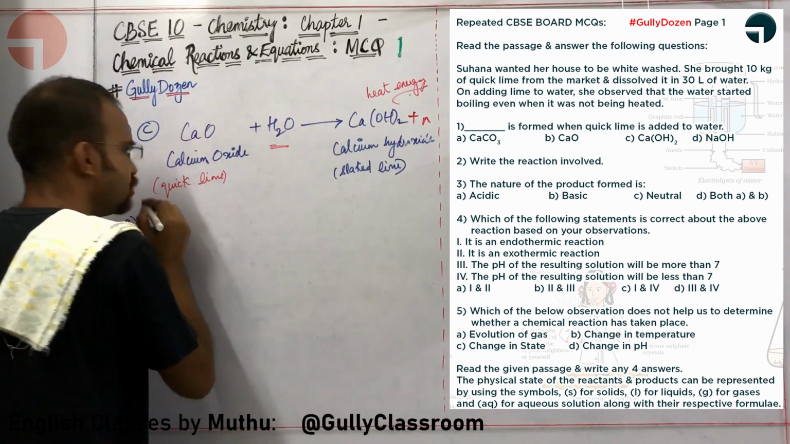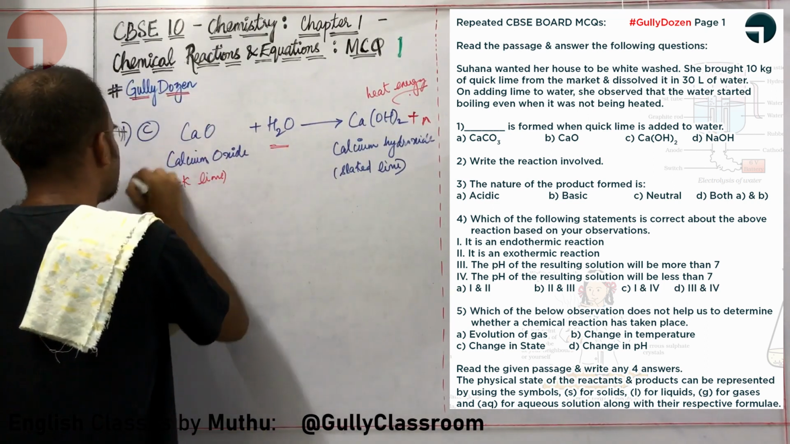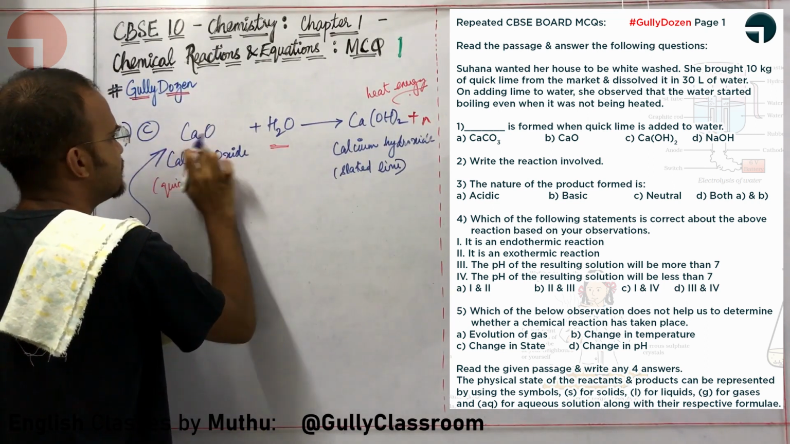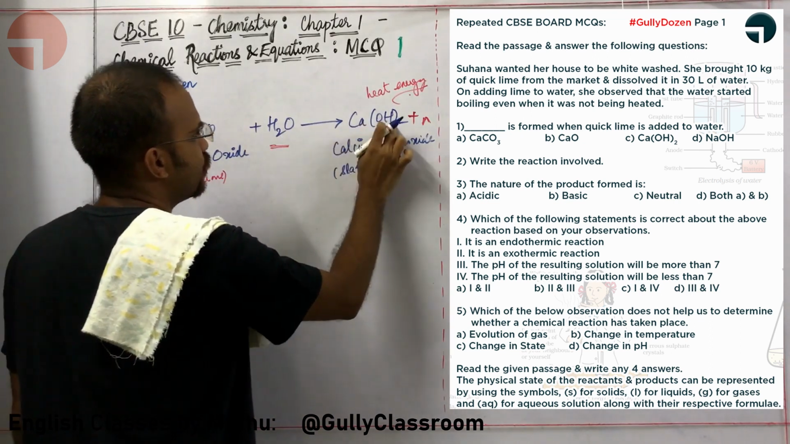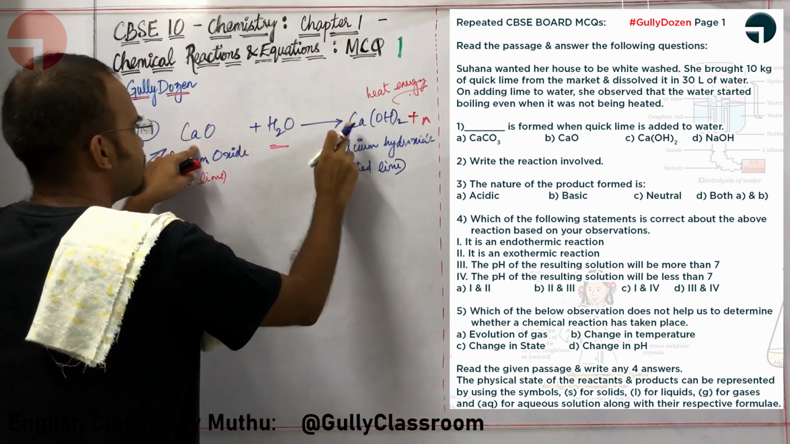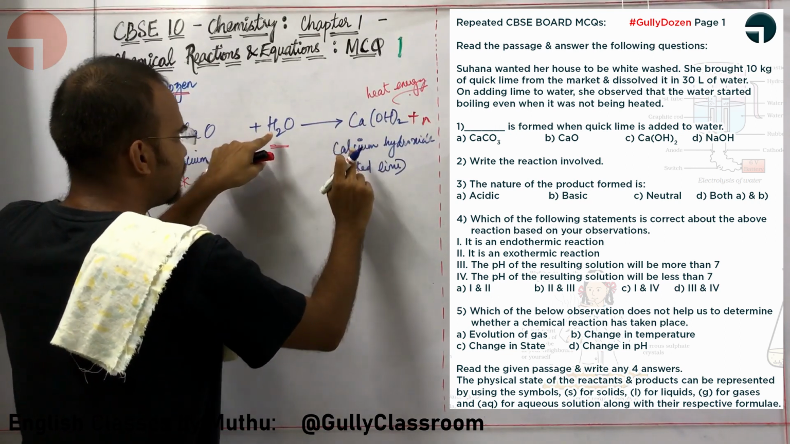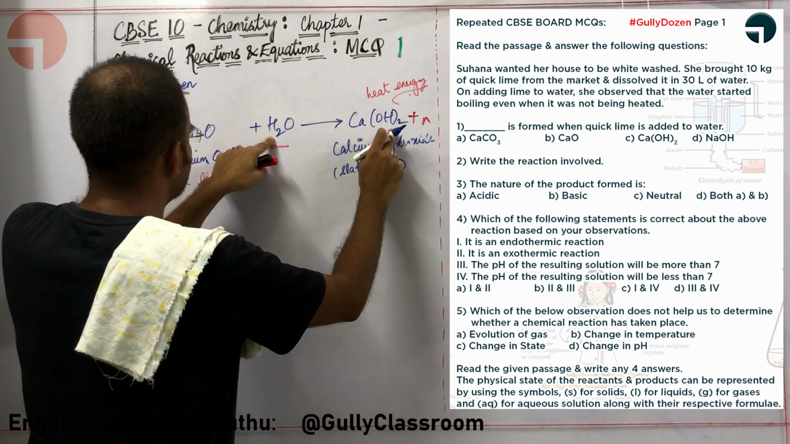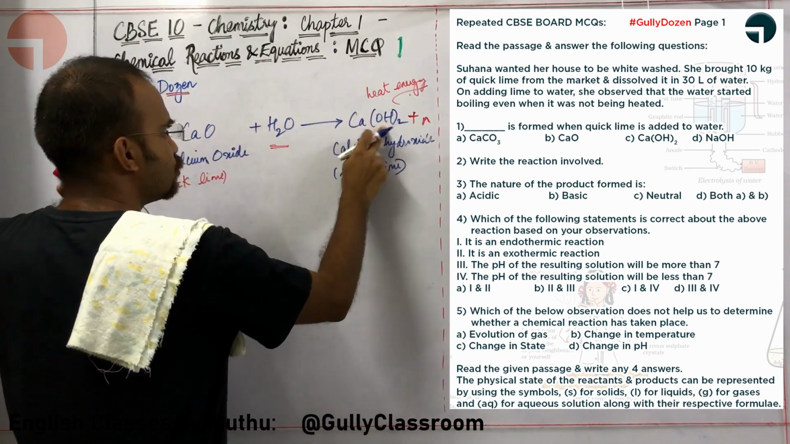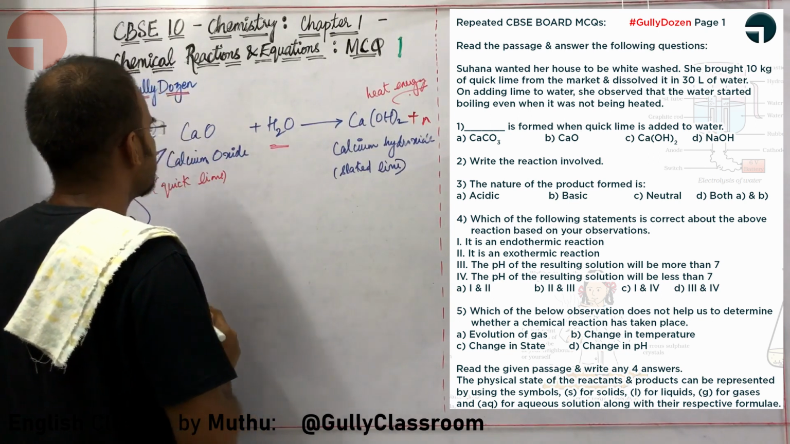What about question 2, sir? For question 2, write the reaction involved. I have written the reaction over here: CaO plus H2O gives Ca(OH)2. Do you want me to balance the equation? Let us check. There is one Ca on both the reactant and the product. Here there are 2 H. Here also there are 2 H. Here there are 2 O. Here also there are 2 O. The reaction is self-balanced.